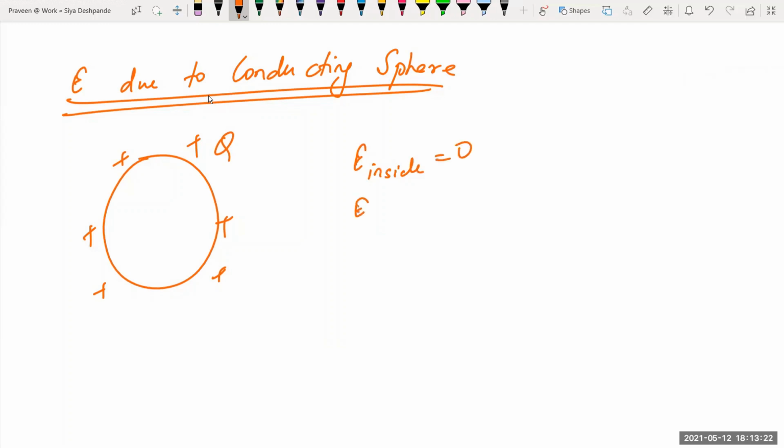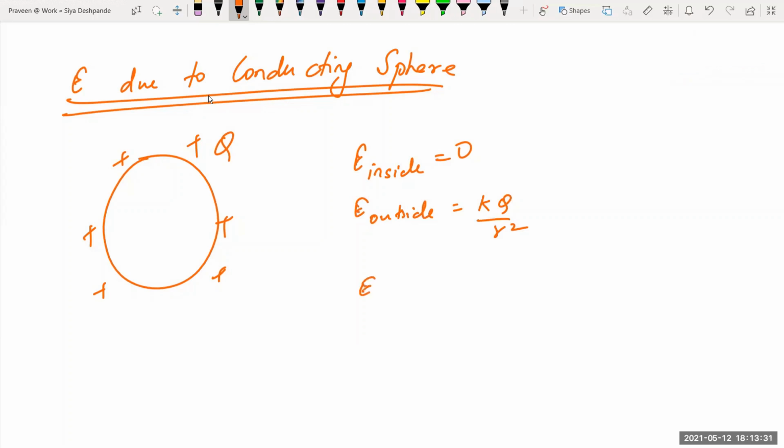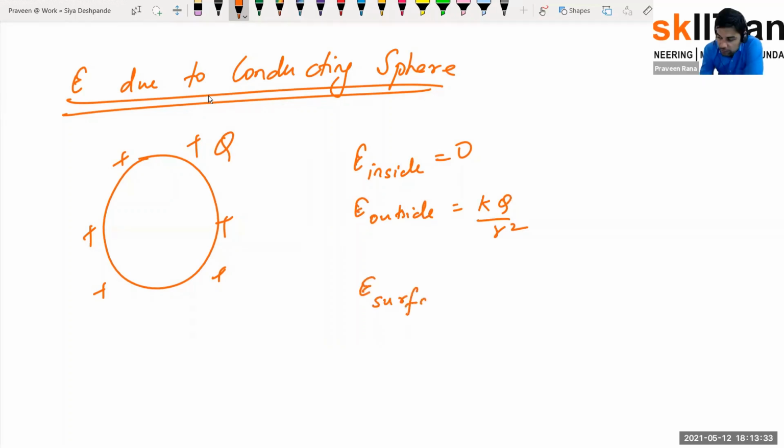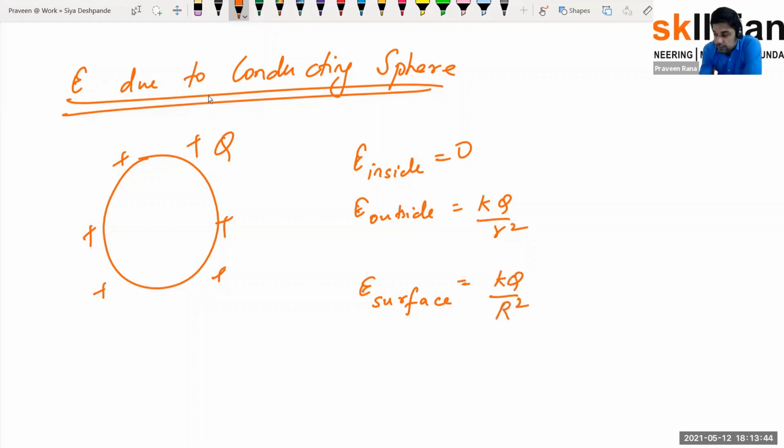Electric field outside is KQ over distance square. And what do you think will be the value of electric field on the surface? KQ divided by radius squared. Exactly right.